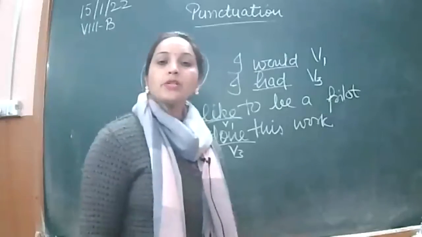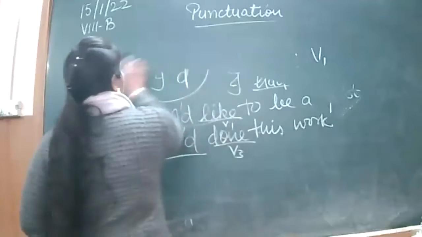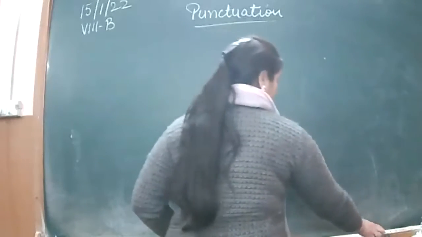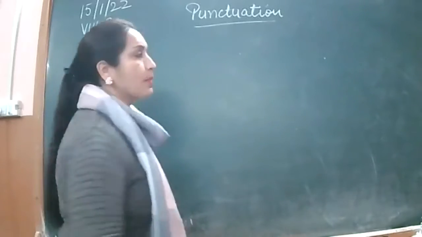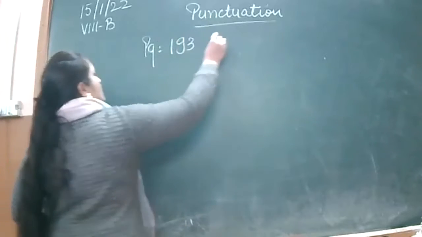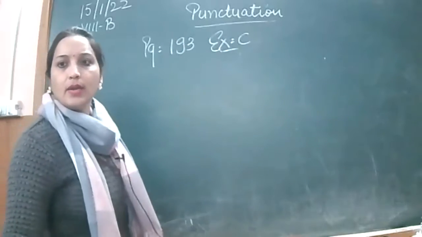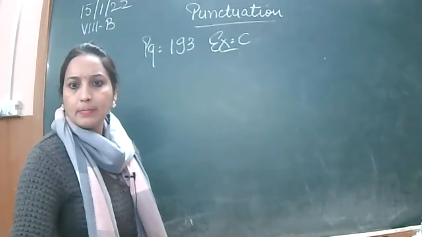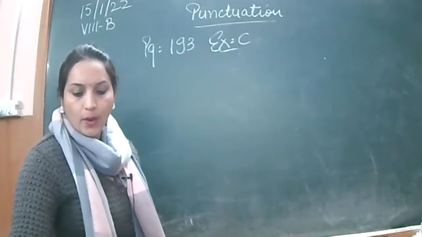Now let's do page number 193, exercise C. All of you start doing, write down only the answer and type in the chat box. Page 193, exercise C. India's biggest disadvantage is its growing population.